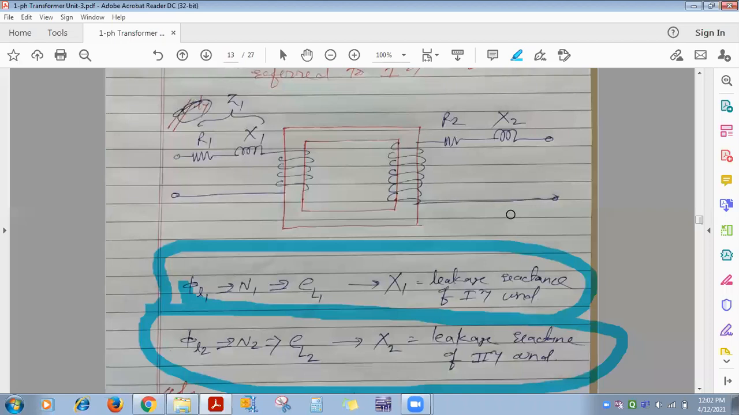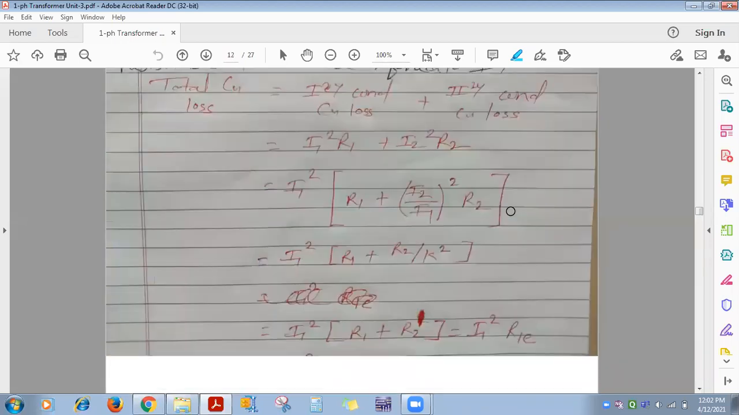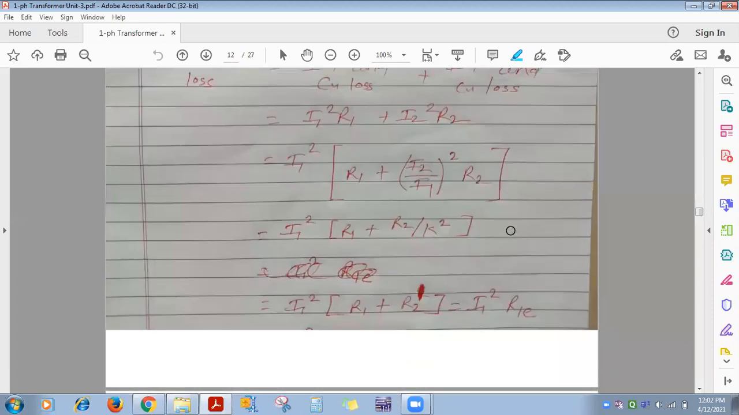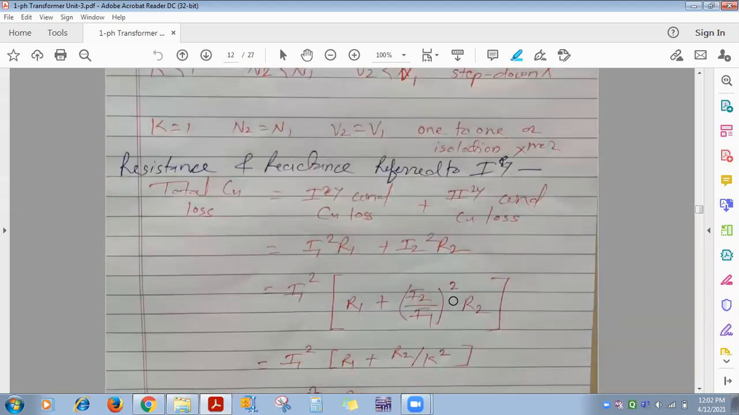Okay, here it was. Now in your syllabus, you can get asked to transfer the parameters from primary to secondary or secondary to primary, only for resistance and reactance, and that is very easy. So how to transmit, that we are going to see. And why there is a need to transmit? Because then calculations become easy.